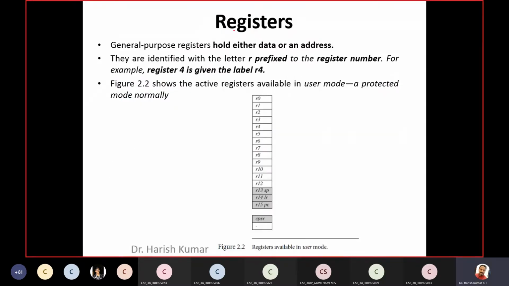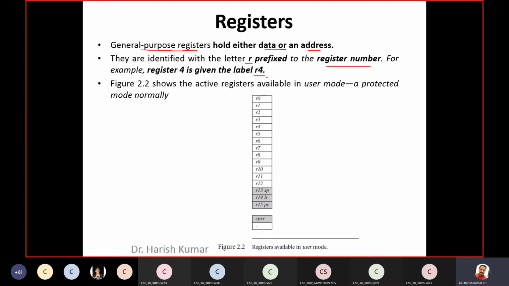So next is registers. As already discussed, registers here are general purpose registers, so they can hold both data or addresses. Now how are registers identified? They are identified with the letter R. They are prefixed with the letter R to the register number. For example, register 4 is labeled as R4.